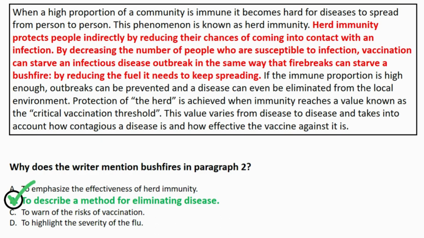Option A is incorrect because the paragraph doesn't emphasize the effectiveness of herd immunity through the comparison to bushfires. Option C is incorrect because the paragraph doesn't warn of the risks of vaccination, but rather highlights the benefits of vaccination and herd immunity. Option D is incorrect because the severity of the flu is not mentioned in the paragraph, and the use of bushfires is not related to any specific disease.